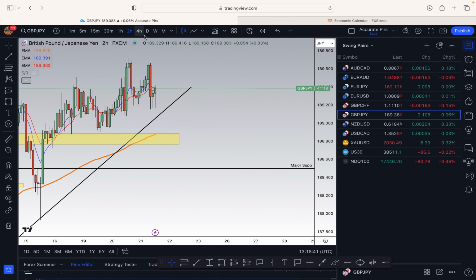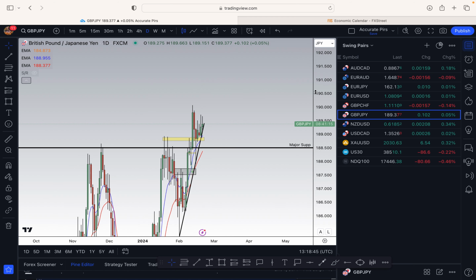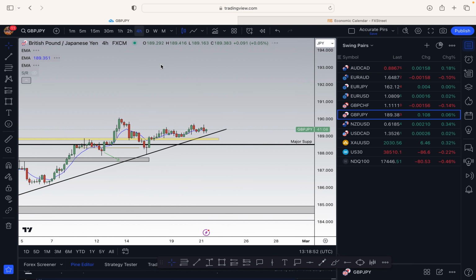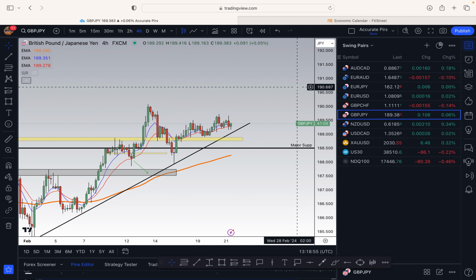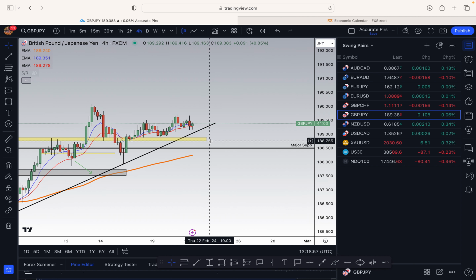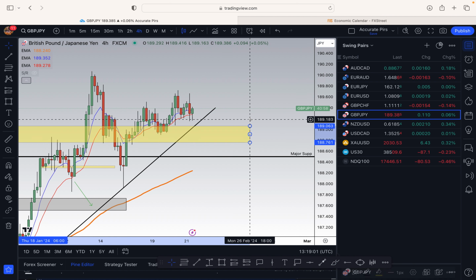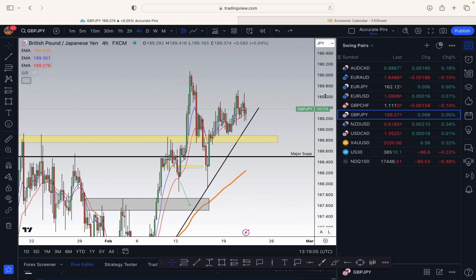Let's move on to GBP JPY. This is similar to Euro JPY. This is not letting off at all. Literally, it broke that major resistance level and it's staying above it. It doesn't look like it's going to come back down at all. So with GJ, I'm not seeing anything much, but I'm going to keep my eyes on it. I wouldn't really want to force anything on GJ at the moment.